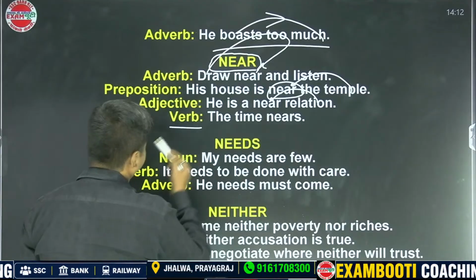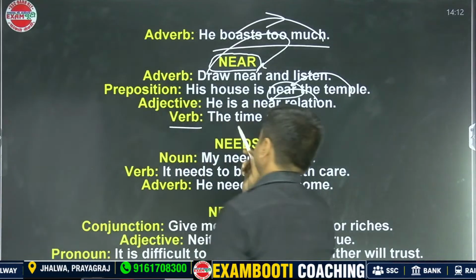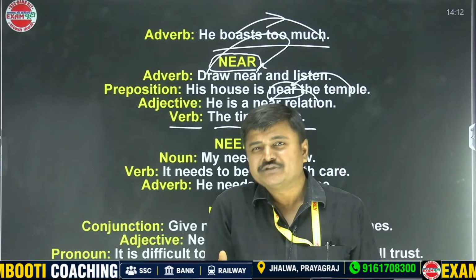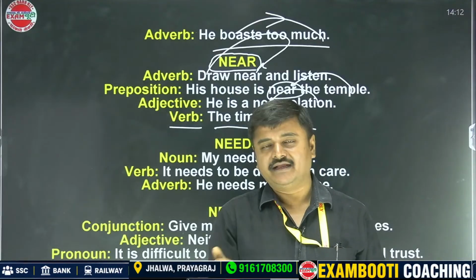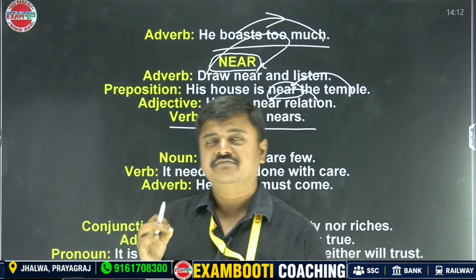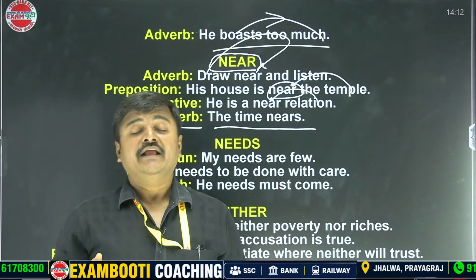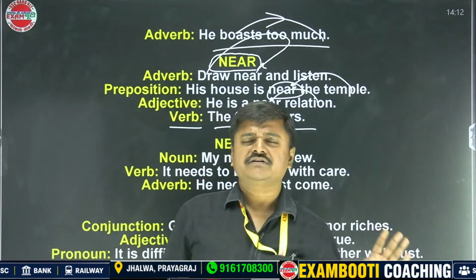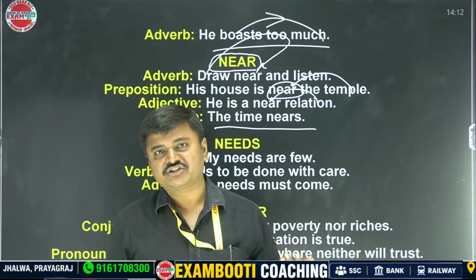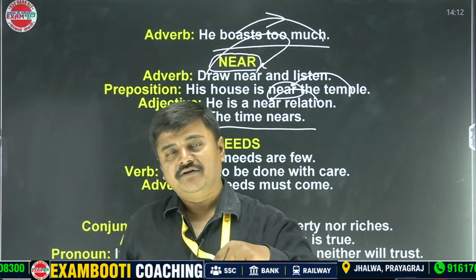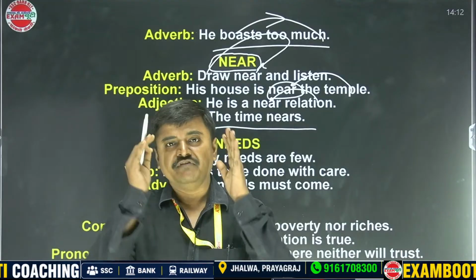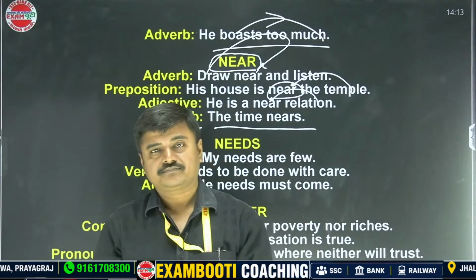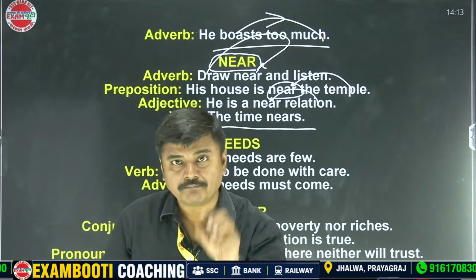And in the last and the fourth one, it is functioning as a verb. The time nears. The time closes, the time goes by, the time nears. Here near works as a verb. So it can function in 4 different ways. All the words we discussed in our previous lectures, and we are discussing right now, we are discussing all the functions that a single word can perform. Remember this. This is the most important thing.